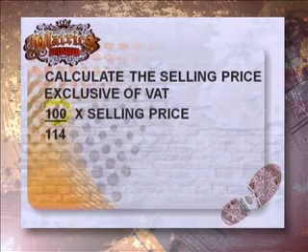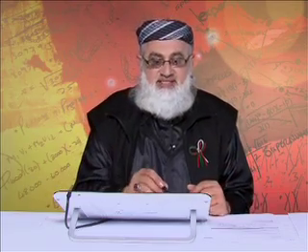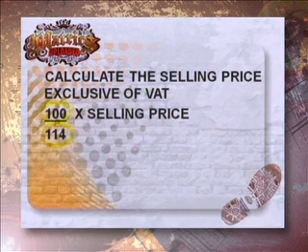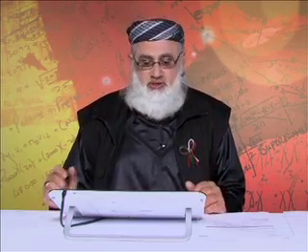Now, if the question says, what was the selling price of the item exclusive of VAT? That means you want to remove the VAT from the selling price. You only want the selling price of the item. What do you do? You take 100 over 114. And in each case, notice my denominator is 114. Why? 100% selling price plus the VAT at 14%. Okay, so please make sure that you are okay with these calculations.